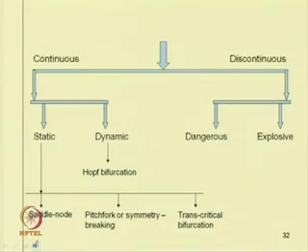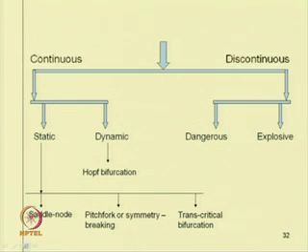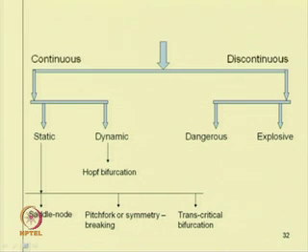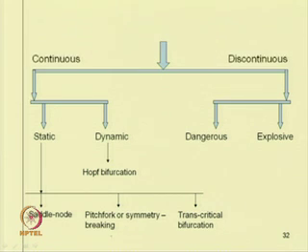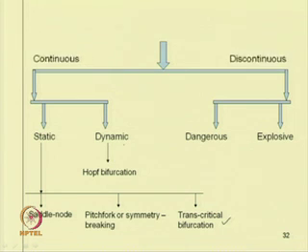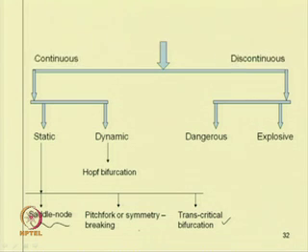Already we have seen the bifurcation. In case of bifurcation points, we know we have two different bifurcations: one is continuous bifurcation and the other is discontinuous bifurcation. In case of continuous bifurcation, we have static bifurcation and dynamic bifurcation. In static bifurcation, we have the saddle node bifurcation, pitchfork or symmetry breaking bifurcation and transcritical bifurcation, and in dynamic bifurcation we have Hopf bifurcation. In today's class we will basically study the saddle node and pitchfork symmetry breaking bifurcation.